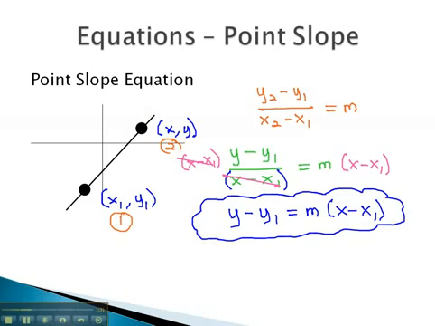It is much more powerful than the slope-intercept formula because it works for any point that we know, x comma y, and a slope. If we know a specific point that we can plug in for the x1 and y1 and the slope, we can quickly find the equation of the line.